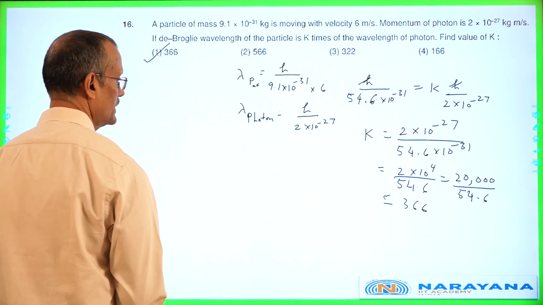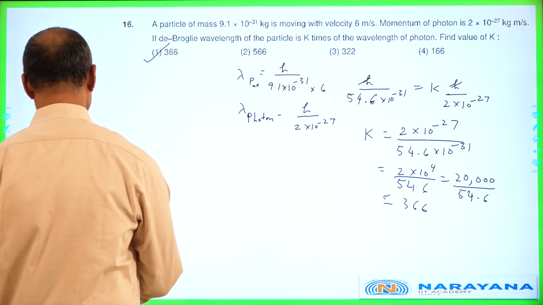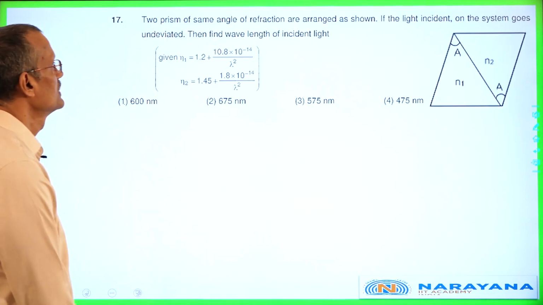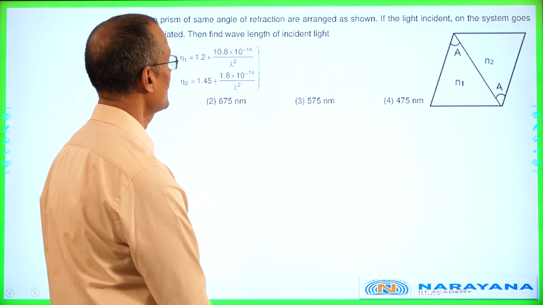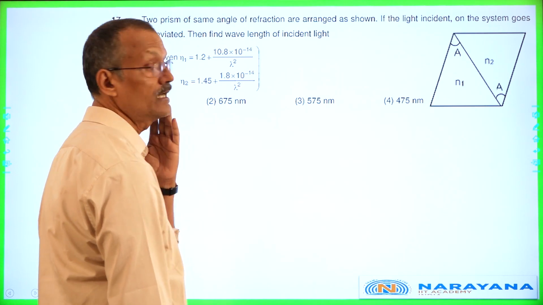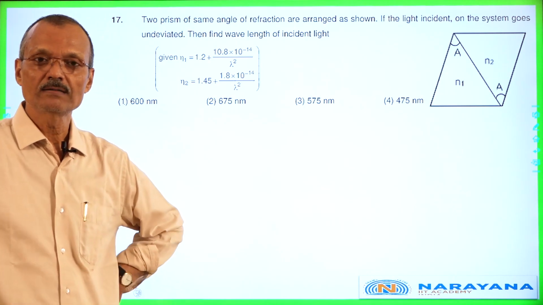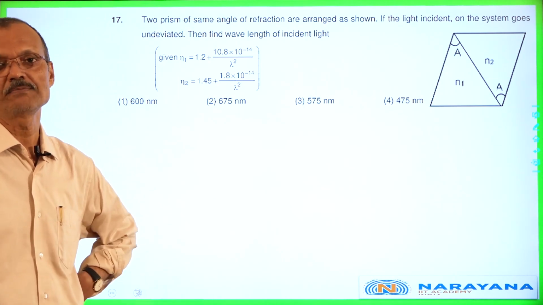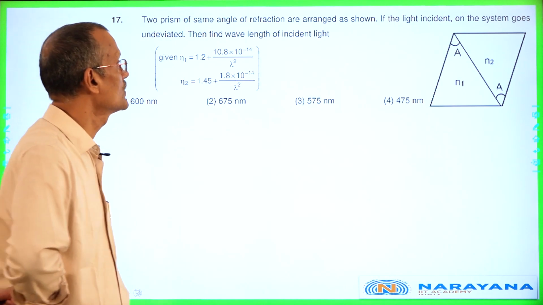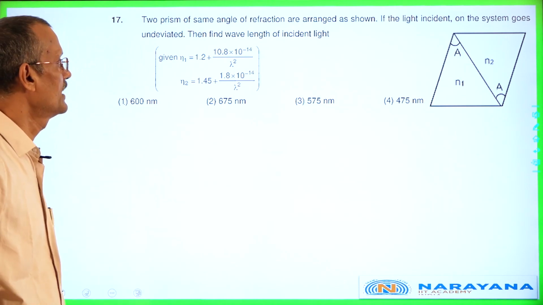Okay. Now, let us move to next question, division you can do na, number 17 now. Two prisms of same angle of refraction are arranged as shown, light is incident on the system and it goes undeviated. A light will go undeviated when medium will be same na. Unless medium will be same, certainly light will be deviated when it will move from one prism to other prism. Find wavelength of incident light, N1, N2 they have given you.